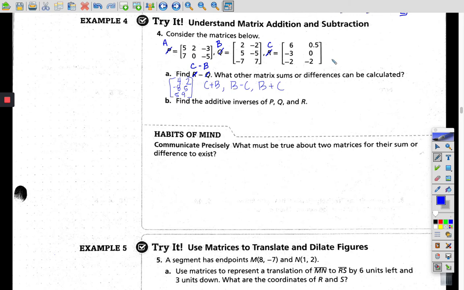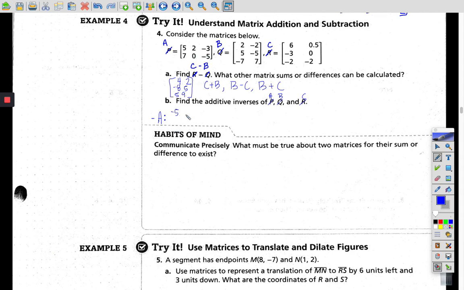Now they talk about the additive inverse. What could we add to each matrix in order for it to equal 0, basically, is what they're asking. To find the additive inverse of A, B, or C, all you do is you use scalar multiplication and multiply each matrix by -1. So for A, the additive inverse, which would be -A, you just multiply everything inside by -1.